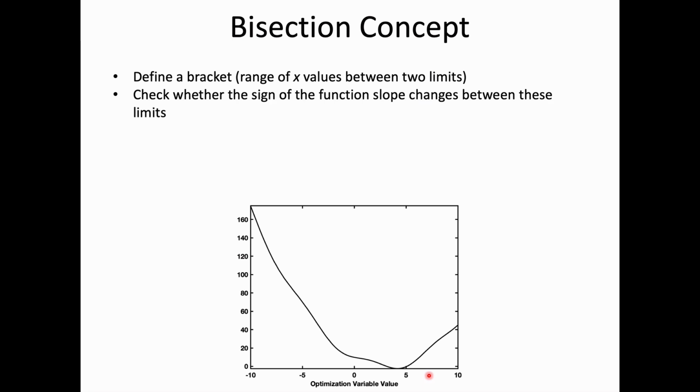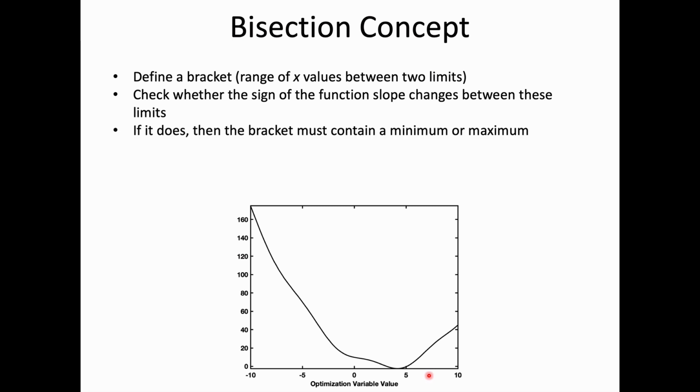And we can then check the sign of the function slope at each of these limits. And if on one side it's negative and one side it's positive, that gives us some important information about what the function might be doing in between, especially if we are assuming that this is a continuous, smooth function.